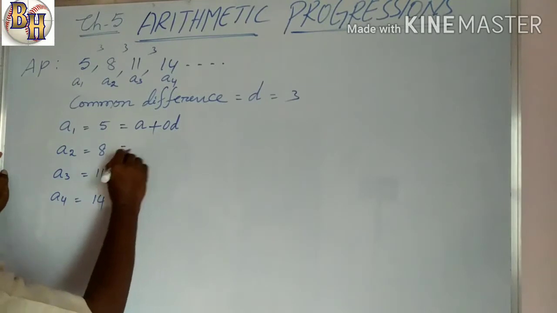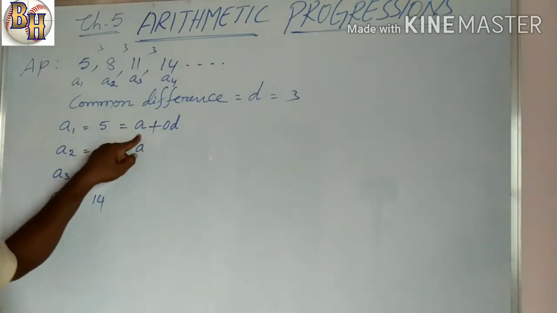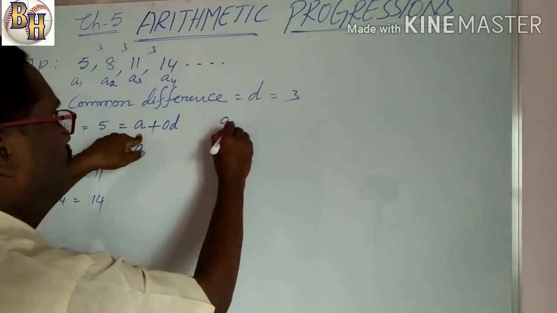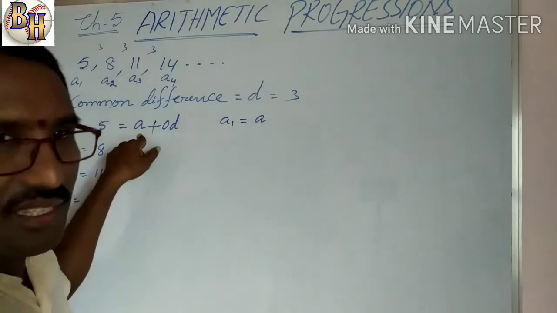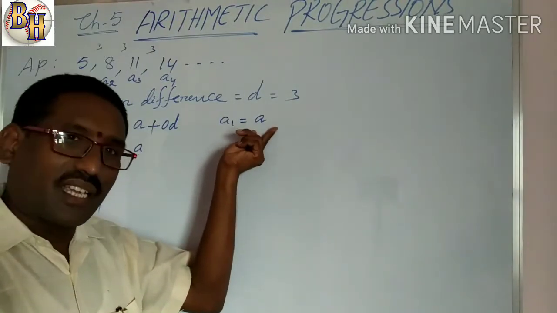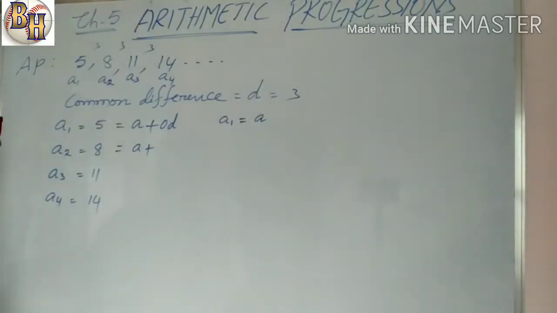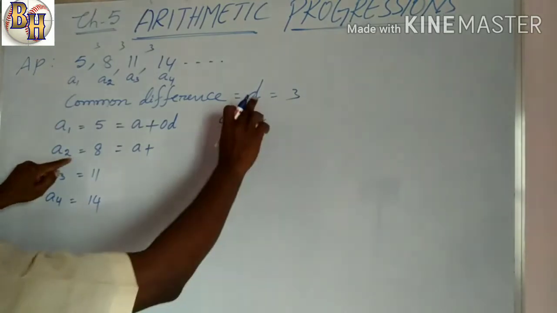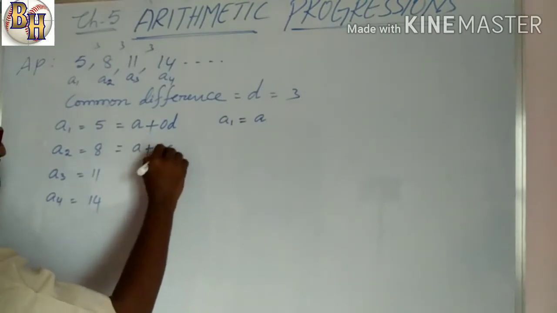Now the second term, how to write? A1 can be written as A. Here A plus, see, 5 plus 3. First term plus the common difference, which is 3. 5 plus d, that means 1 d.